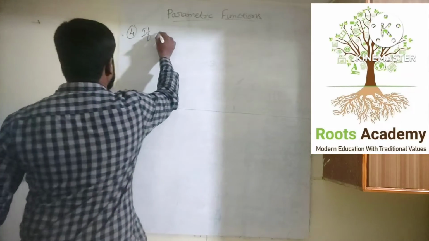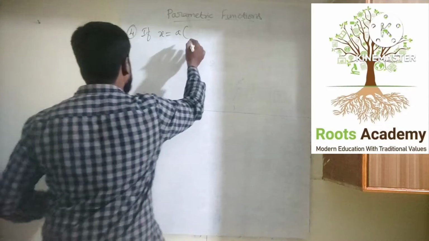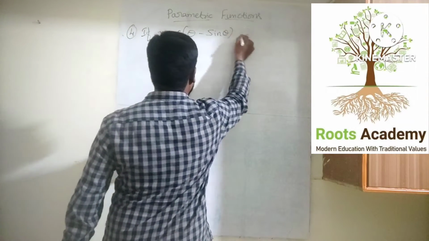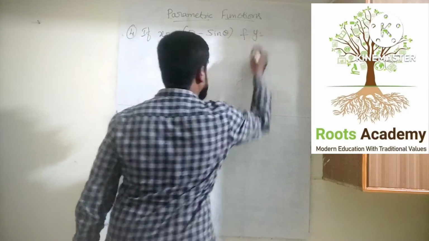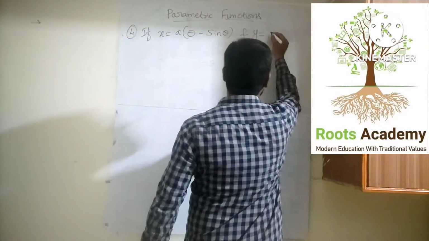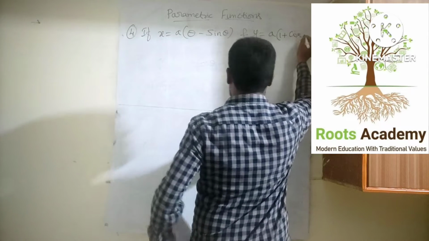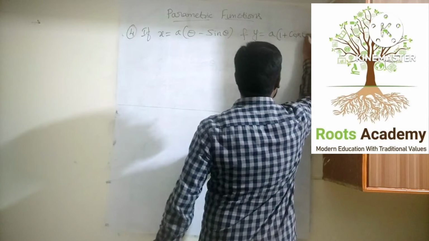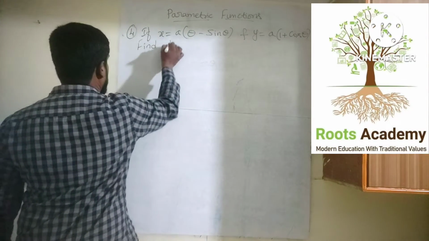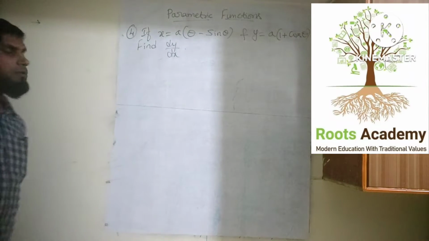If x is equal to a into theta minus sin theta and y is equal to a into 1 plus cos theta, find dy by dx.